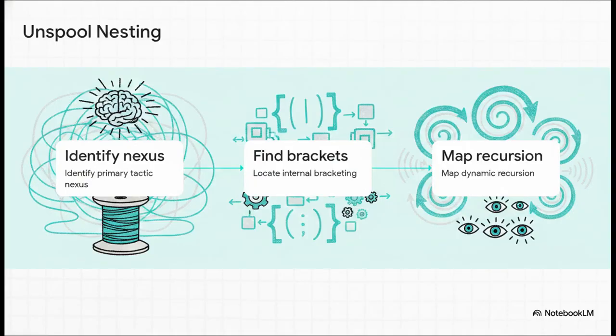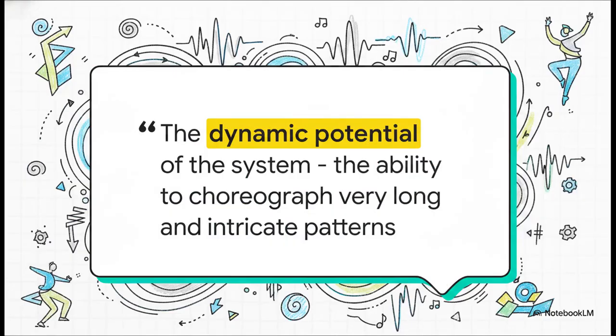So how do we unspool this when we're actually analyzing a text? It's just 3 steps. First, identify the primary tactics nexus. Find your main backbone. Are we looking at equal partners or dominant dependencies? Second, locate internal bracketing. Look for those subcomplexes hiding inside the primary nodes. And third, map the dynamic recursion. Honestly, by doing this, you get to witness the sheer, raw computational power of everyday grammar unfolding right before your eyes. As Halliday so profoundly observed, the beauty of the clause complex lies in, quote, the dynamic potential of the system, the ability to choreograph very long and intricate patterns of semantic movement while maintaining a continuous flow.